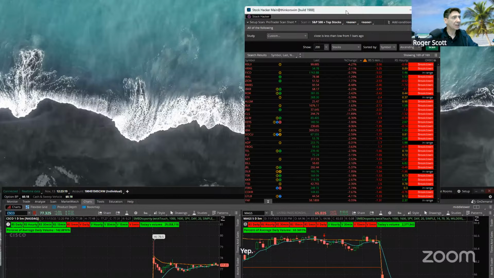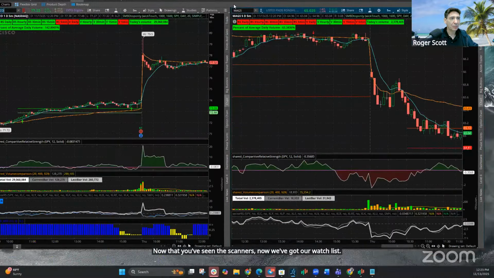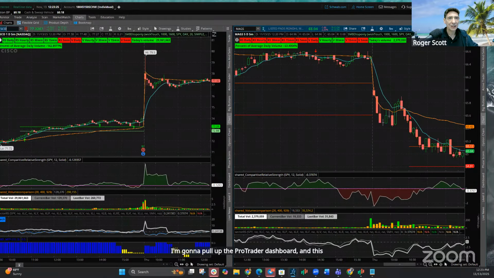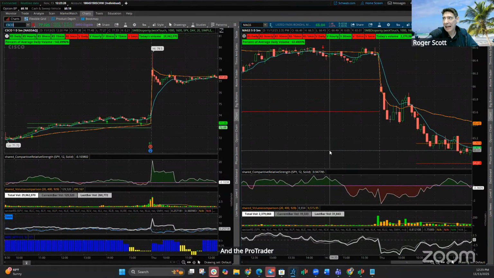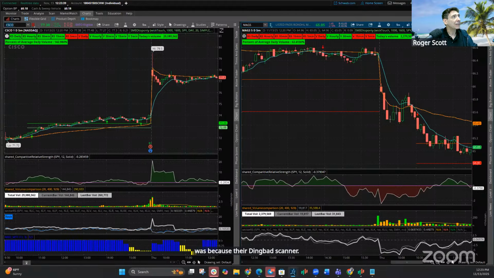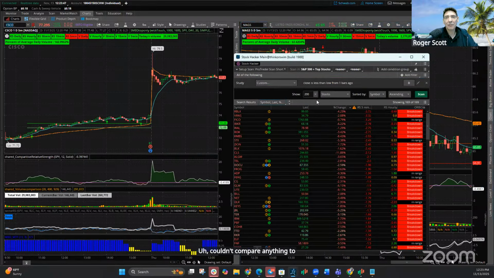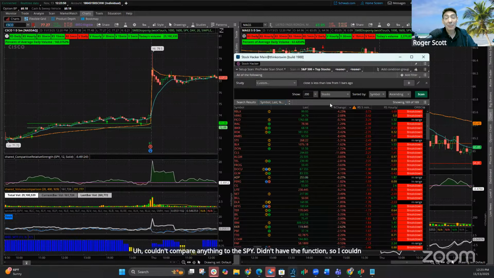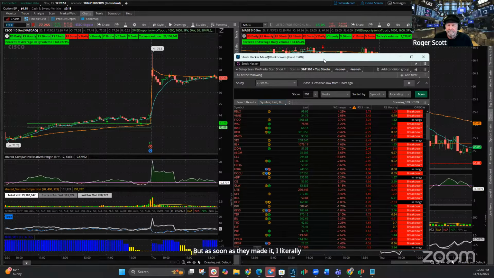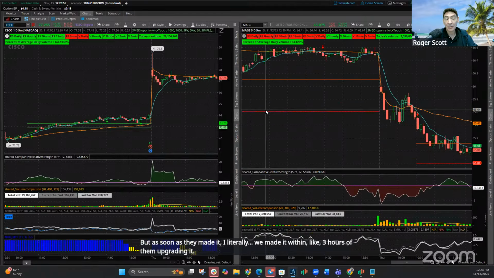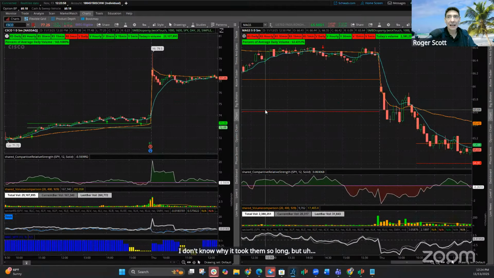Now that you've seen the scanners, we've got our watch list. I'm going to pull up the ProTrader dashboard, and this is the ProTrader dashboard. The ProTrader dashboard and the scanner are both 100% compatible with TradingView now. The reason they were not was because their scanner couldn't compare anything to the SPY. It didn't have the function, so I couldn't make this. But as soon as they made it, we made it within like 3 hours of them upgrading it. I don't know why it took them so long, but anyway.